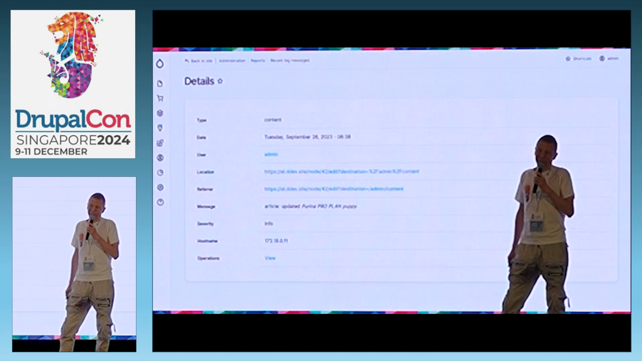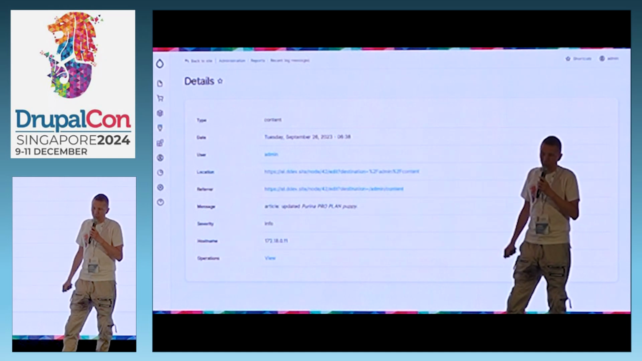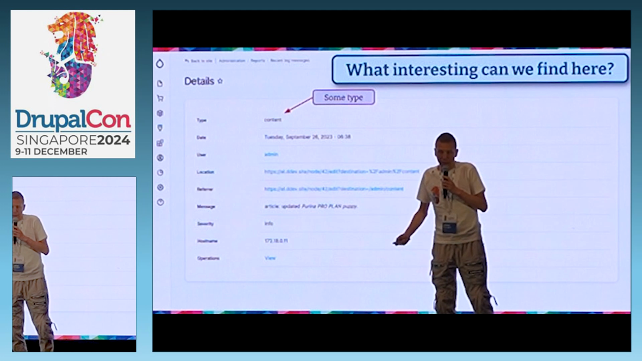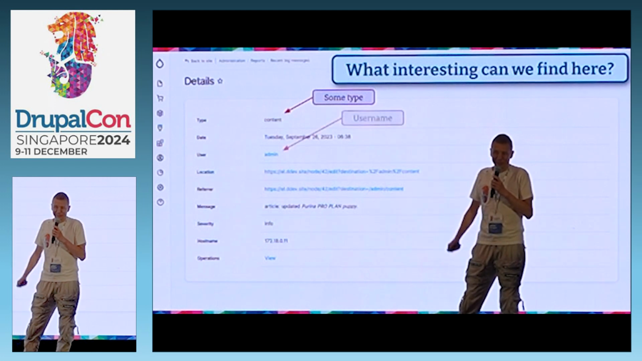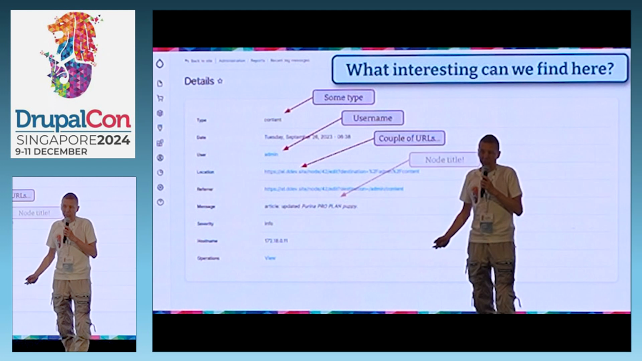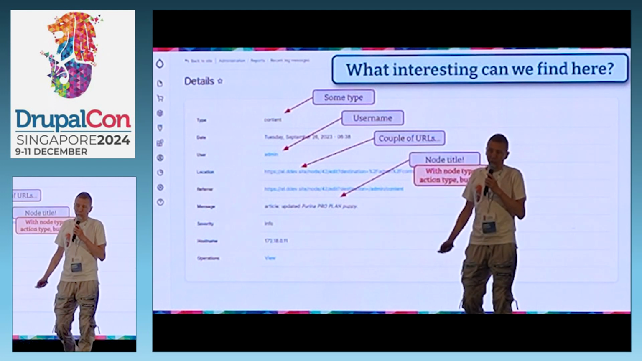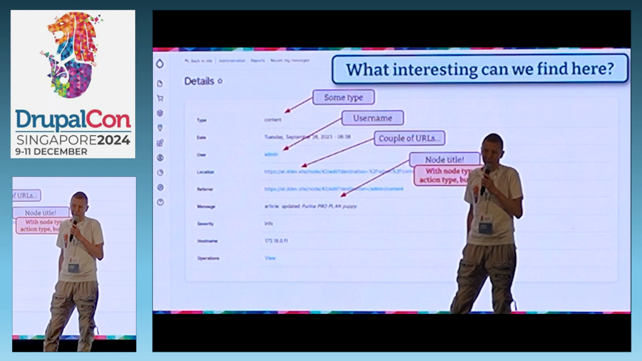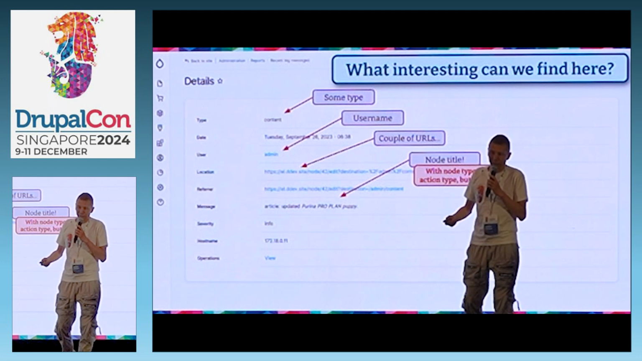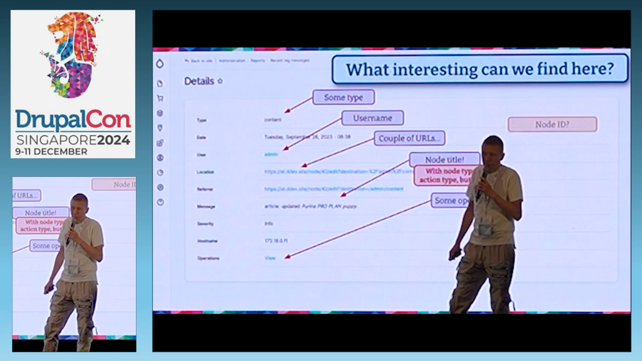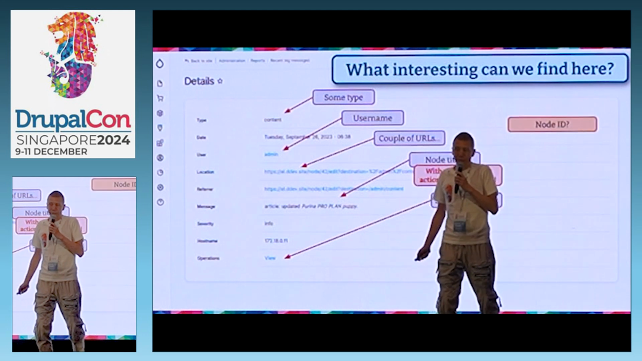And let's look at the log record. What we have there. We can find some type like content. Don't know what it means. The username, the location, and node title. And together with title, we can get, surprisingly, the node type and the operation type, like update. Some operations like view. And where can we find node ID?